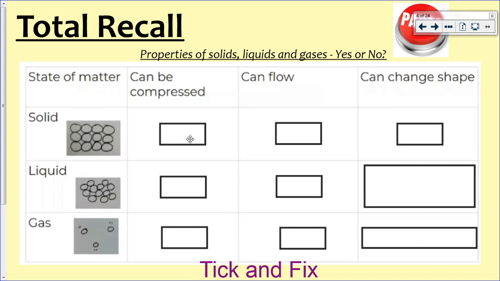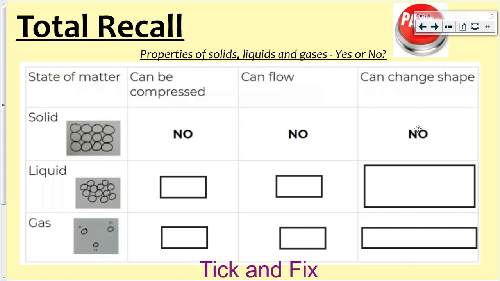So let's have a look at solid first. Can a solid be compressed? No. Okay, a solid is solid, so you cannot compress it in any way. Can it flow? No. If you think of the particles, those particles do not move, so a solid cannot flow. Can a solid change shape? No. Those particles are so secure that you cannot change the shape of a solid item.